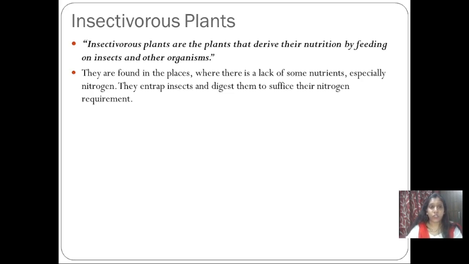especially nitrogen. As I said, nitrogen is required for the growth of the plants. So you can imagine how important the nitrogen salts are. Now these plants entrap insects and digest them to suffice their nitrogen requirement. So these plants attract the insects to them, and from the insects they derive nitrogen, and that's how the nitrogen requirement is sufficed.